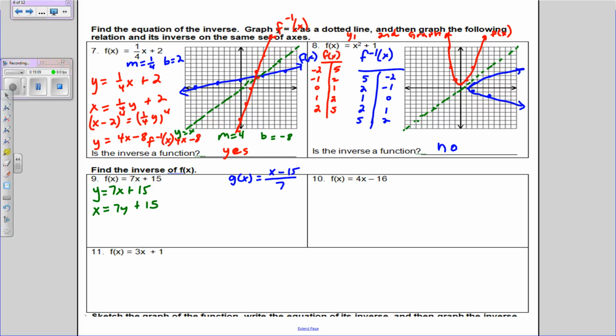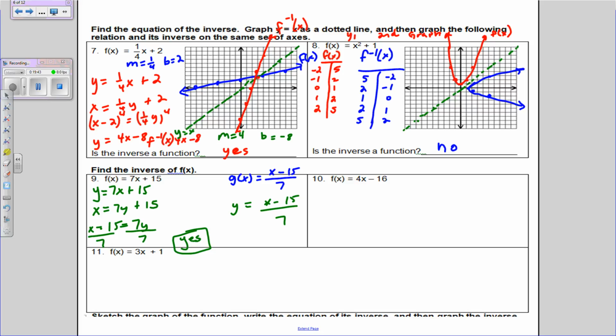We're going to subtract 15. X minus 15 is 7y. And divide by 7. And you can look over at the other one, and we would have y equals x minus 15 over 7. That's an x. And so they look just alike, so that is a yes. They are inverses.